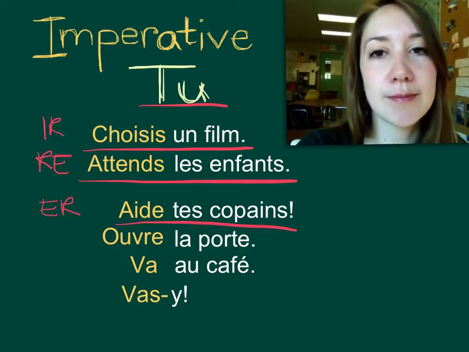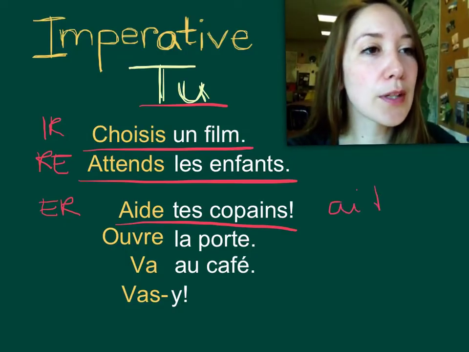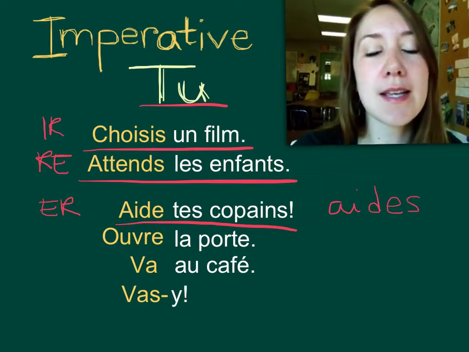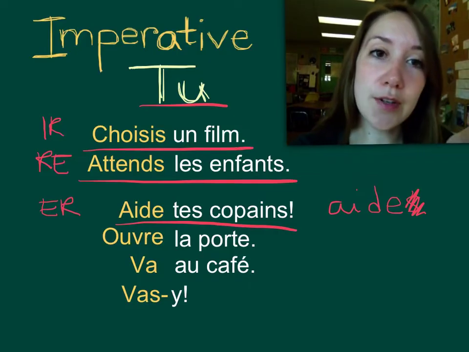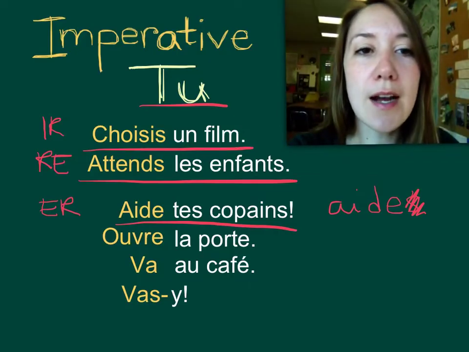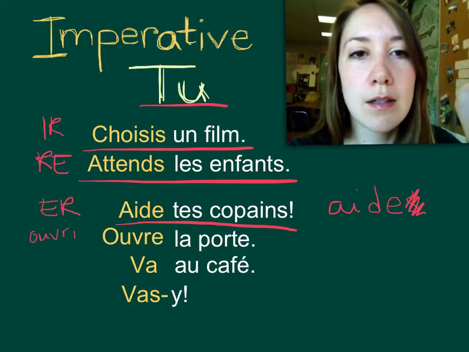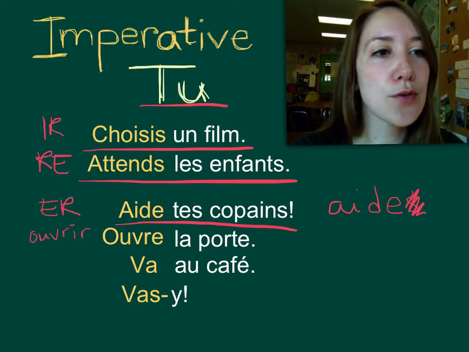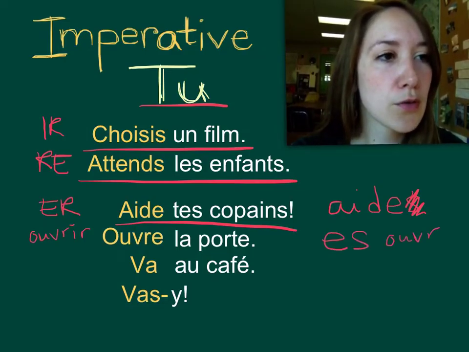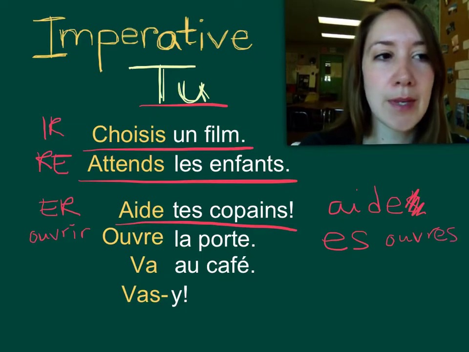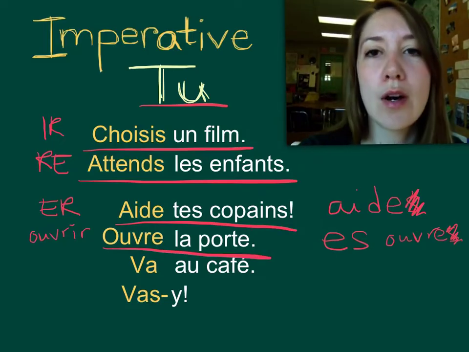Aide tes copains. Help your friends. And look, normally we would conjugate an ER verb with an ES ending for tu, but we've dropped the S. So that works for ER verbs, and that also works for any other verb like ouvrir, where the conjugation for tu normally ends in es, like ouvre, tu ouvres, you open. We drop the s, and we get ouvre la porte, open the door.